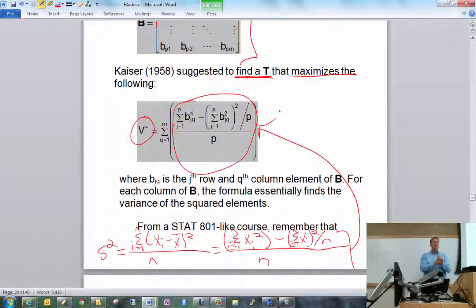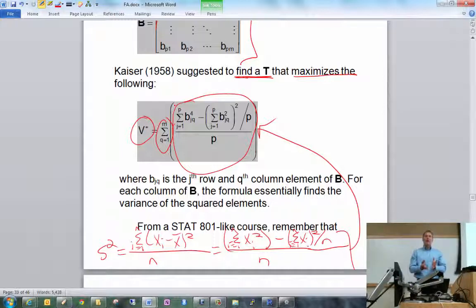Does everyone see that? And since we have m columns to our B matrix, how about we sum them all up? So we're having the sum of variances. And remember, what Kaiser suggested in 1958, a long time ago, was to find a T that maximizes this, that maximizes this sum of variances for squared elements in the columns. Why would we want to do that?